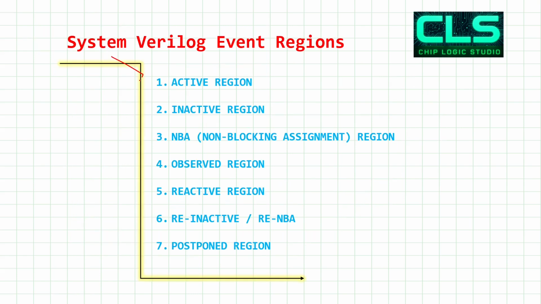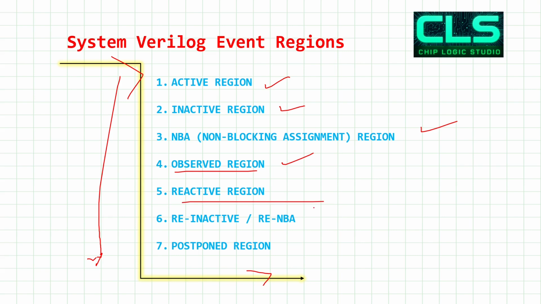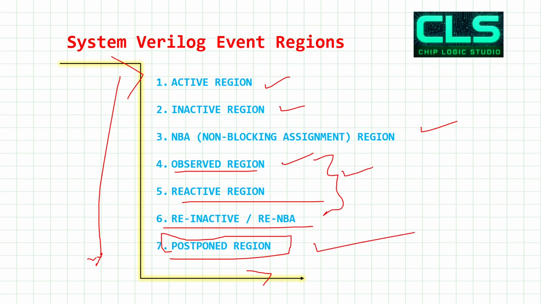Now, similar to Verilog, SystemVerilog also starts with a cycle and goes to the next cycle, and between them there are some regions. The active region is similar to Verilog, the inactive region is also similar, and the NBA region is also similar. These regions are new: the observed region, reactive region, re-inactive, re-NBA, and the postponed region. The postponed region is the same as the monitor region, but only these regions are new in SystemVerilog, and we will see them one by one.